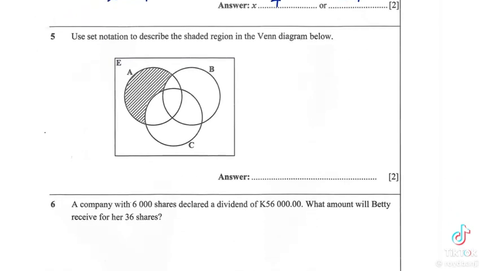Okay, so question 5, use the set notation to describe the shaded region in the Venn diagram. How do we describe the shaded region? So here, what is not shaded is B and C. So it means excluding these, and the notation is complement. So it's A intersection B union C complement. That is for this set.